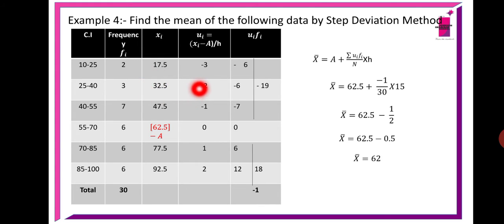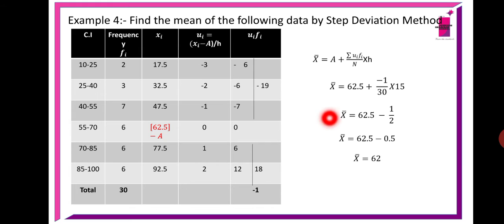So here you got minus 3 because minus 45 by 15. Then it will be minus 30 by 15, minus 15 by 15, 0 by 15, 15 by 15, 30 by 15. You will get minus 3, minus 2, minus 1, 0, 1, 2. It's very easy to calculate, a simple way of calculation. 2 threes are minus 6. 3 sixes are minus 3 into minus 2 is minus 6. 7 into minus 1 is minus 7. 6 into 0 is 0. 6 into 1 is 6. 6 into 2 is 12. So you will get minus 1.